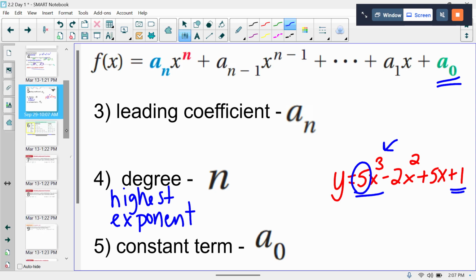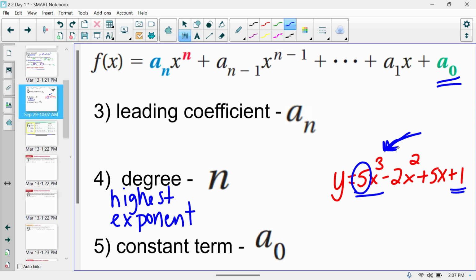Now, when you look at the degree of the polynomial, like again, my example here, we say that it has degree 3 because that's the highest exponent that you see there. You name a polynomial based on the degree.